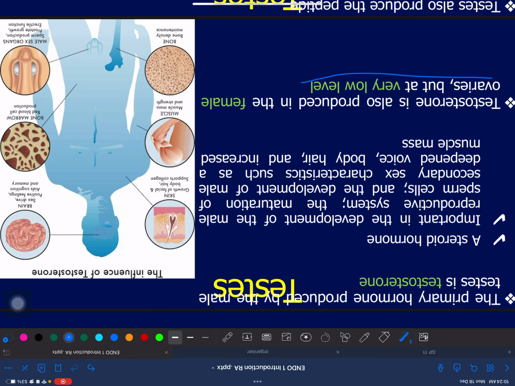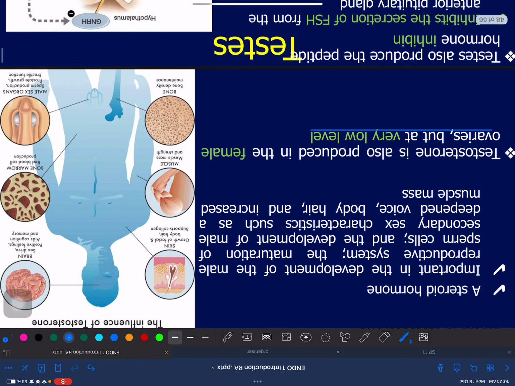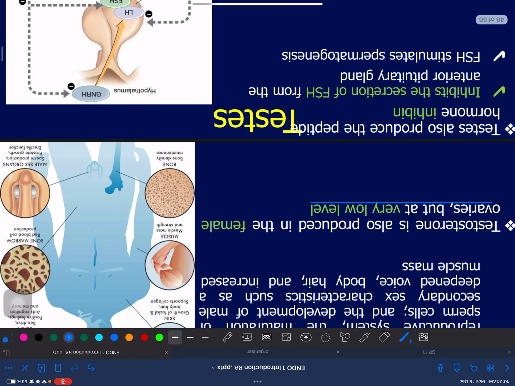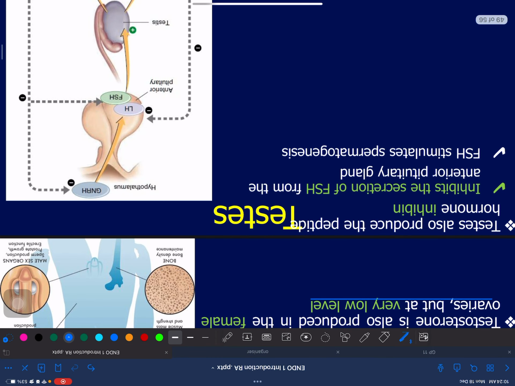So semua hormon ni ada dekat both sexes, but it depends on the levels. So testosterone is very low in females. The testis also produces a peptide hormone, which is inhibin. Dia macam negative feedback, inhibiting the secretion of FSH.